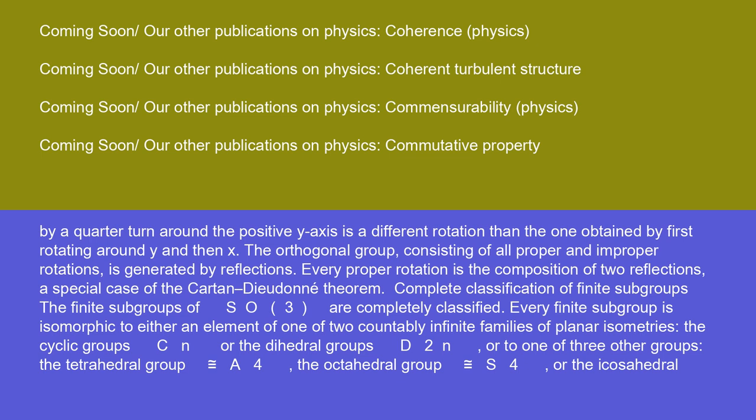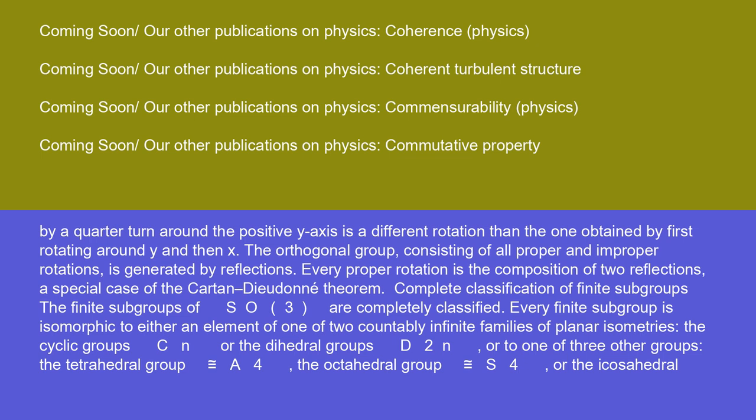The orthogonal group, consisting of all proper and improper rotations, is generated by reflections. Every proper rotation is the composition of two reflections, a special case of the Cartan-Dieudonné theorem. Complete classification of finite subgroups: the finite subgroups of SO(3) are completely classified.